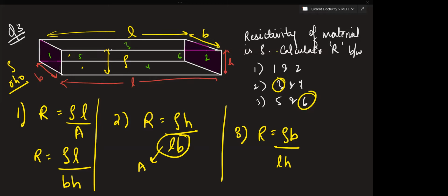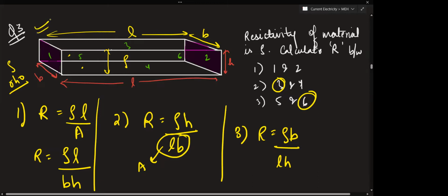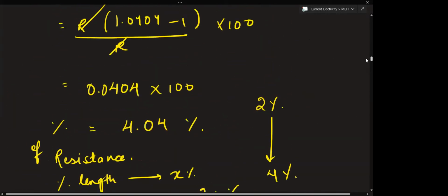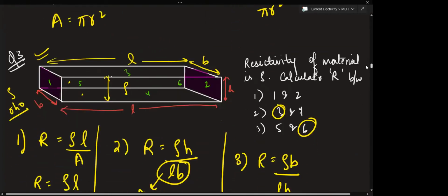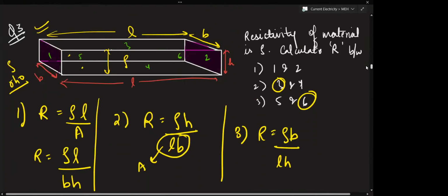Numericals on what? Numericals on this. This is a type of numerical where you don't get values. You get them in terms of BH only. These kinds of questions only you get. The numericals that we had done already, these kinds of numericals. Or otherwise directly R is equal to rho L by A, and usually you just put in the values of L, B, H. You should know how to write all these things.